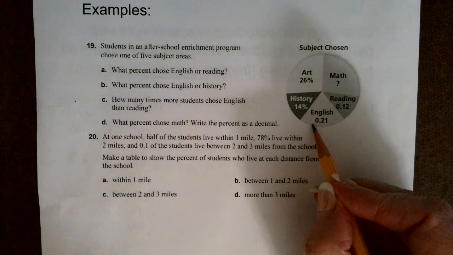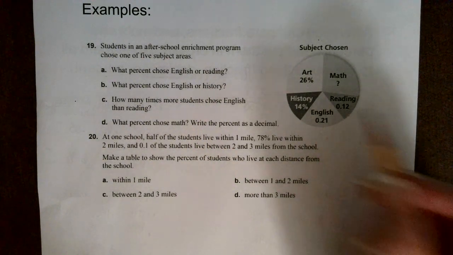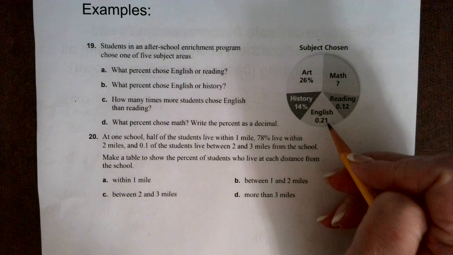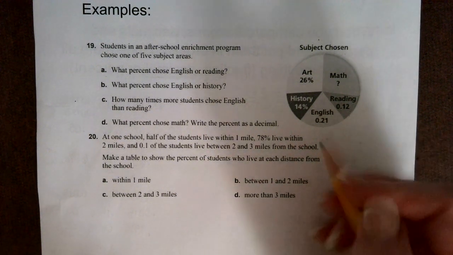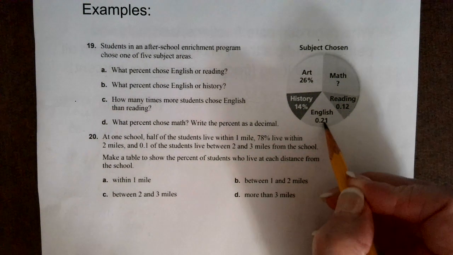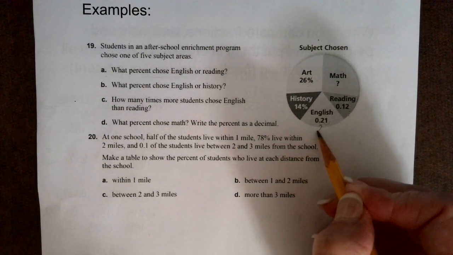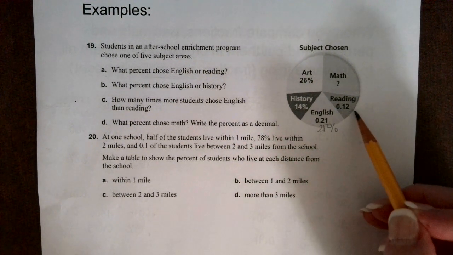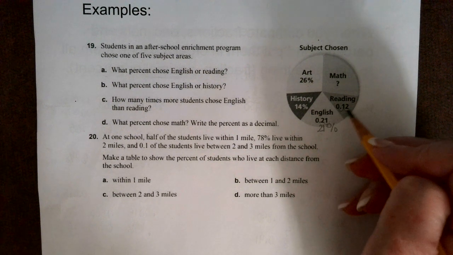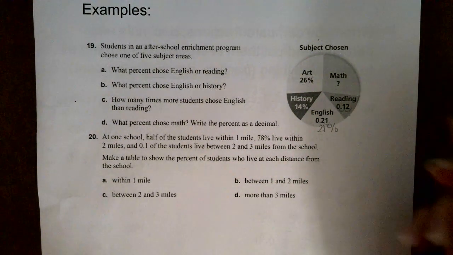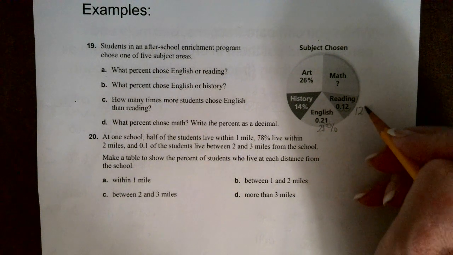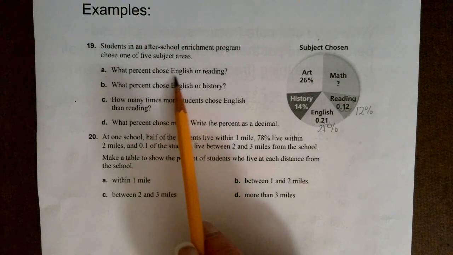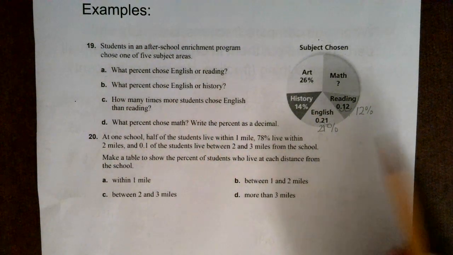So we've got English, and we have reading, and we've got that 21 hundredths chose English. When we change that to a percent, remember that we're just moving the decimal over 2 places to the right. So this would be 21%. And then reading, the same thing. We have to change that to a percent by moving the decimal 2 places to the right. So reading is 12%.